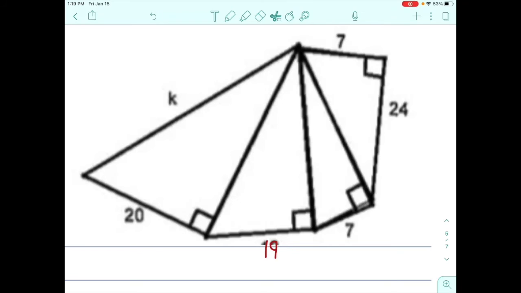So here we have a geometry problem. My name's Ryan. I'm on the math team. I'm a sophomore. And my favorite type of math is algebra.